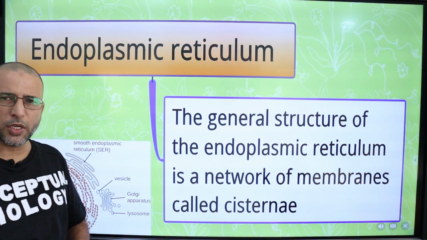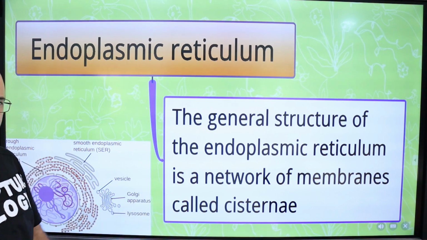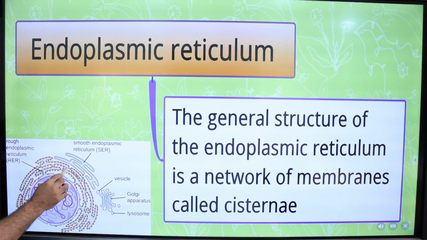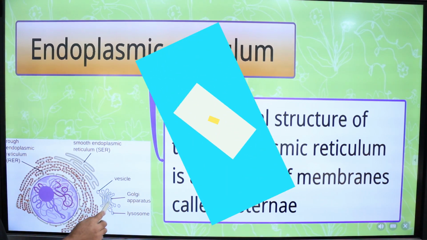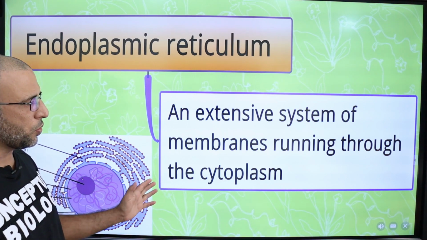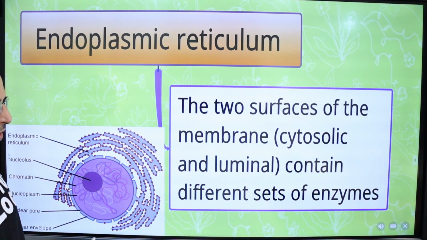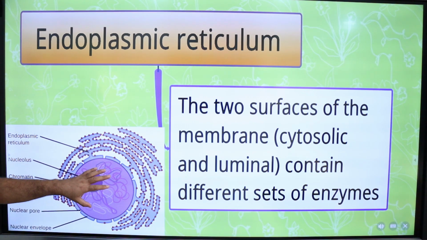The structure of the endoplasmic reticulum is a network of membranes that is called cisternae. The membranes of the endoplasmic reticulum are called cisternae, singular is cisterna. It is an extensive system of membranes running throughout the cytoplasm. The endoplasmic reticulum has two surfaces, the cytosolic surface and the luminal surface. They contain different sets of enzymes.